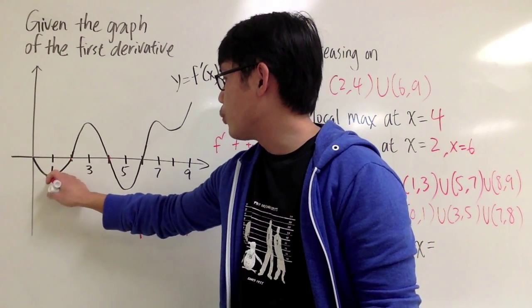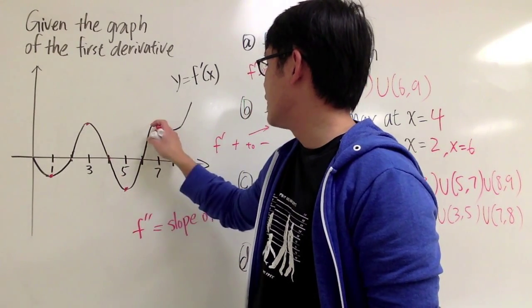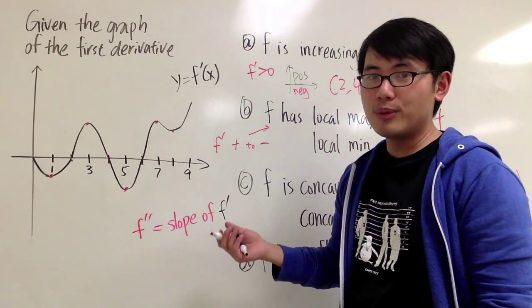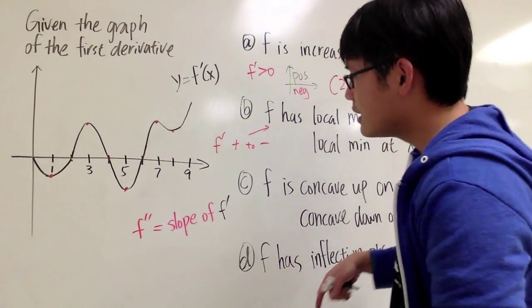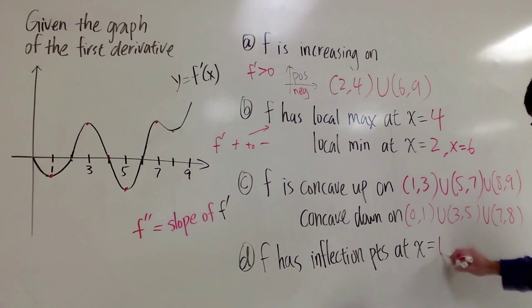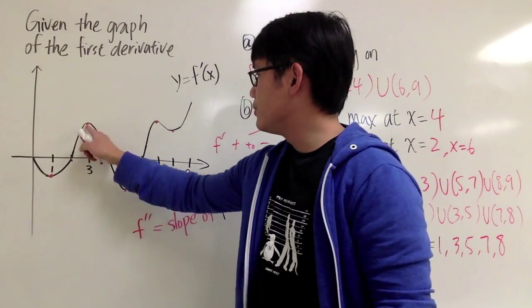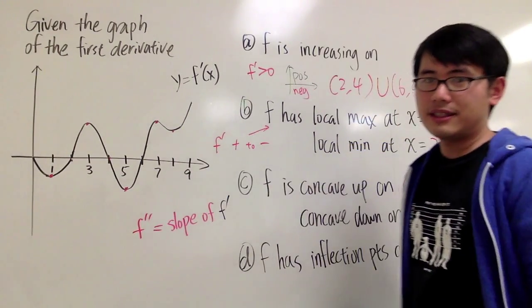So it will be here: 1, 3, 5, 7, and 8. Which is pretty much the relative minimum or maximum for the first derivative. 1, 3, 5, 7, 8. So let me write this down. 1, 3, 5, 7, 8. That's it.